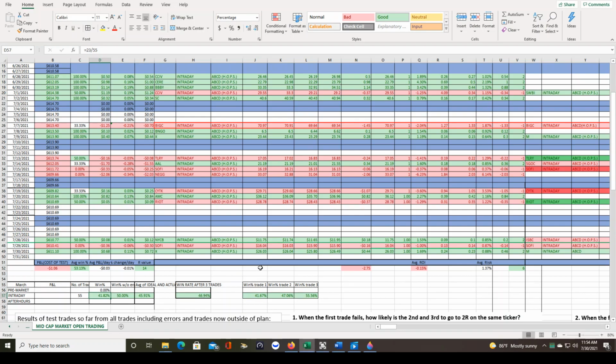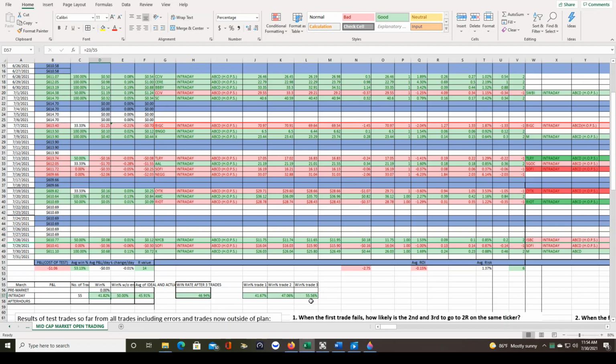And the win rate on the very first trade that I take each day is about 42%. The win rate on the second trade is about 47. The win rate on the third trade is about 55.5. So you can see that my win rate goes up as I take more trades. And that just proves to me that taking these 3 trades is better than just stopping after 1 trade or stopping after 2 trades, because my win rate goes up each time. And on the third trade, it's more likely that I win the trade than not.